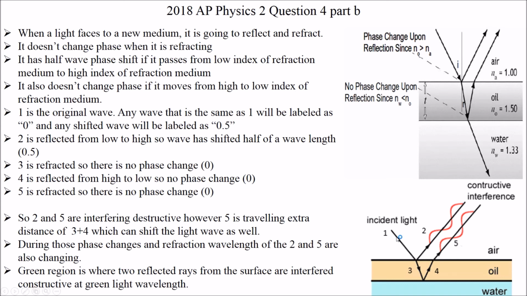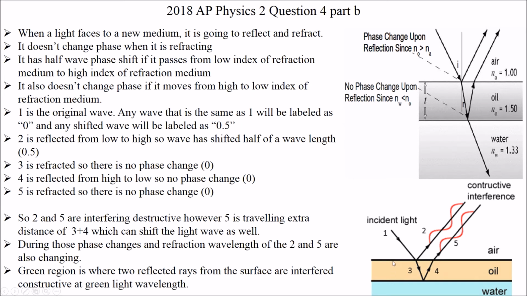Then what is the result? 1, 3, 4, and 5 are in phase, but 2 is out of phase. So that means 5 and 2, originally from the reflection and refractions, are out of phase. So those two rays are destructing each other. So normally, technically, you shouldn't be seeing any color on the surface.